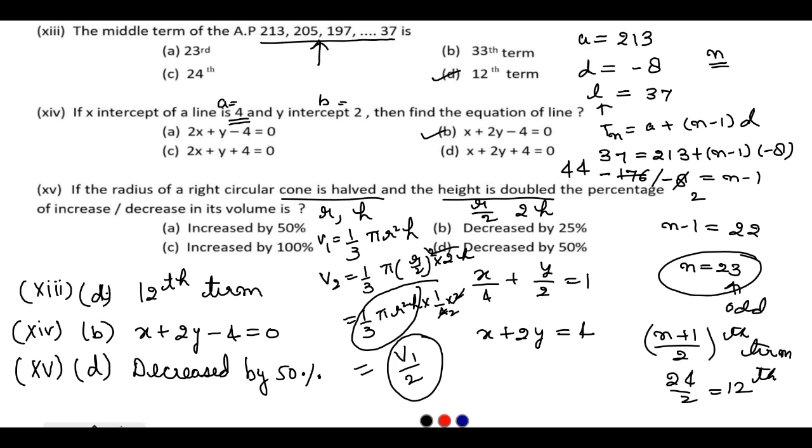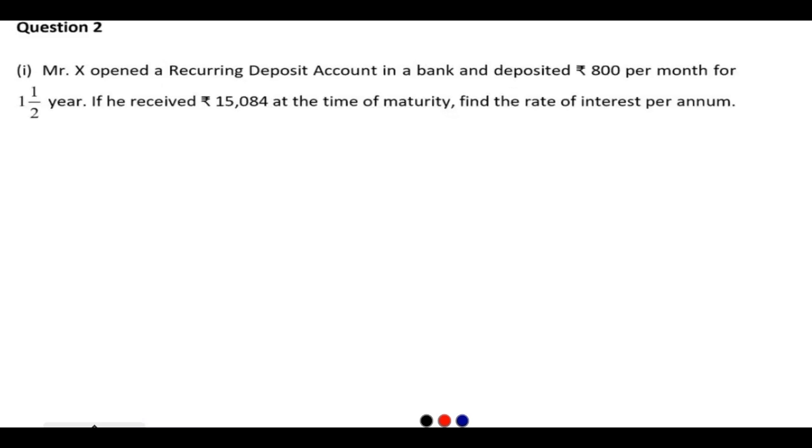Now come to Section B. It is also a part of the compulsory section. Question number 2 and question number 3 are compulsory. There are 6 parts, 3 parts in question number 2 and 3 parts in question number 3, and these may be selected from different units. Let's start with the first part of question number 2.